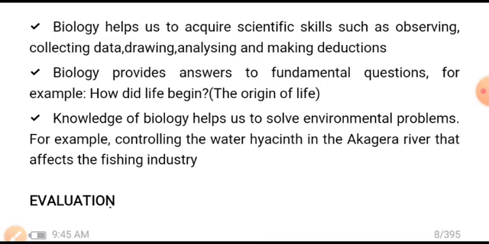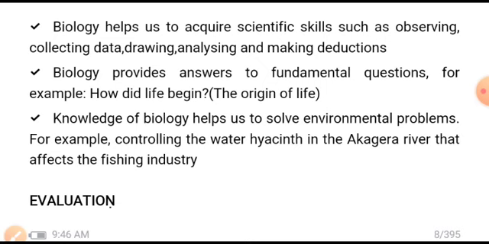Biology helps us to acquire scientific skills such as observing, collecting data, drawing, analysis, and making deductions. Here, the scientific skills that we use in our daily life come from studying biology. I wish that everybody would learn biology, even if you study arts, because biology is very important in our daily life, and you have to take a short course in it.